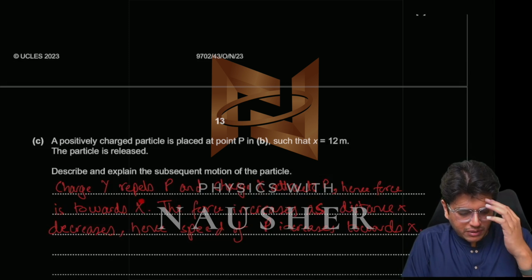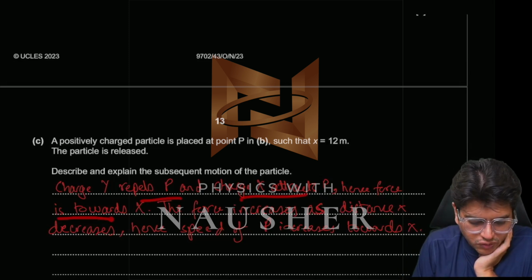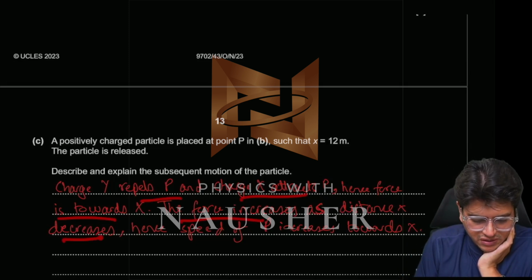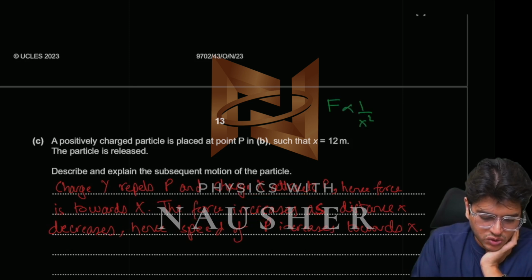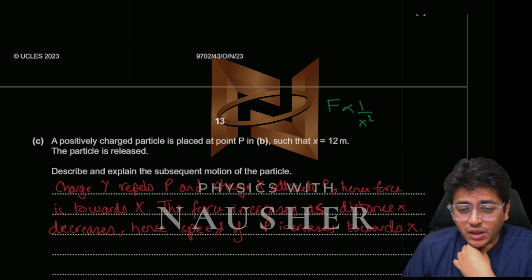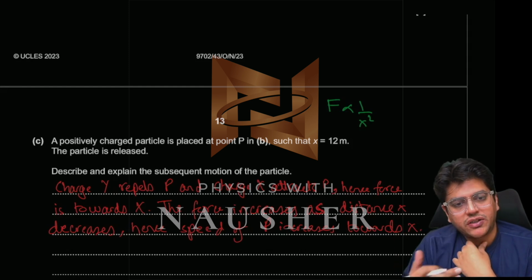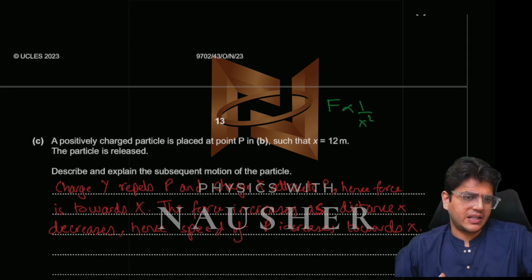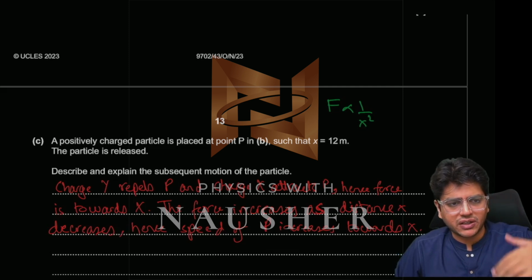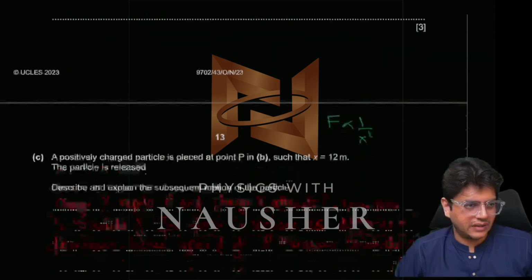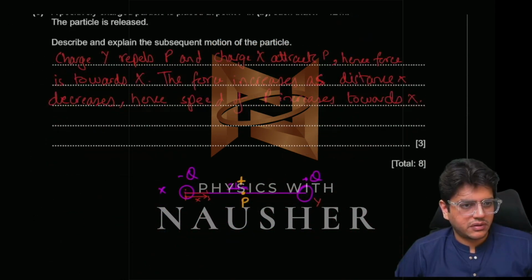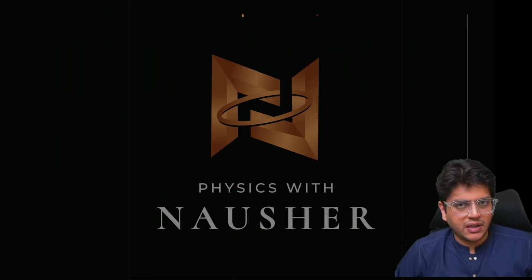So charge y repels P, charge x attracts P, hence force towards x. The force increases as distance decreases, because we know that the force is inversely proportional to distance squared. That's Coulomb's law. Hence the speed of P increases towards x. You can say the acceleration of P increases towards x. I've explained that over here as well.